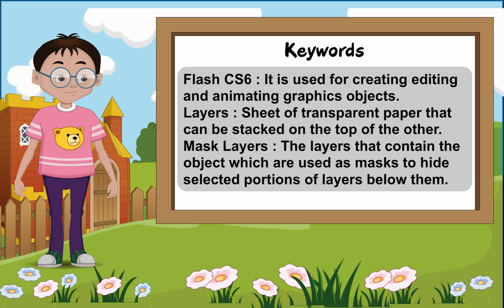Keywords. Flash CS6. It is used for creating, editing and animating graphic objects. Layers. Sheets of transparent paper that can be stacked on top of the other. Mask layer. The layers that contain the objects which are used as masks to hide selected portions of layers below them.